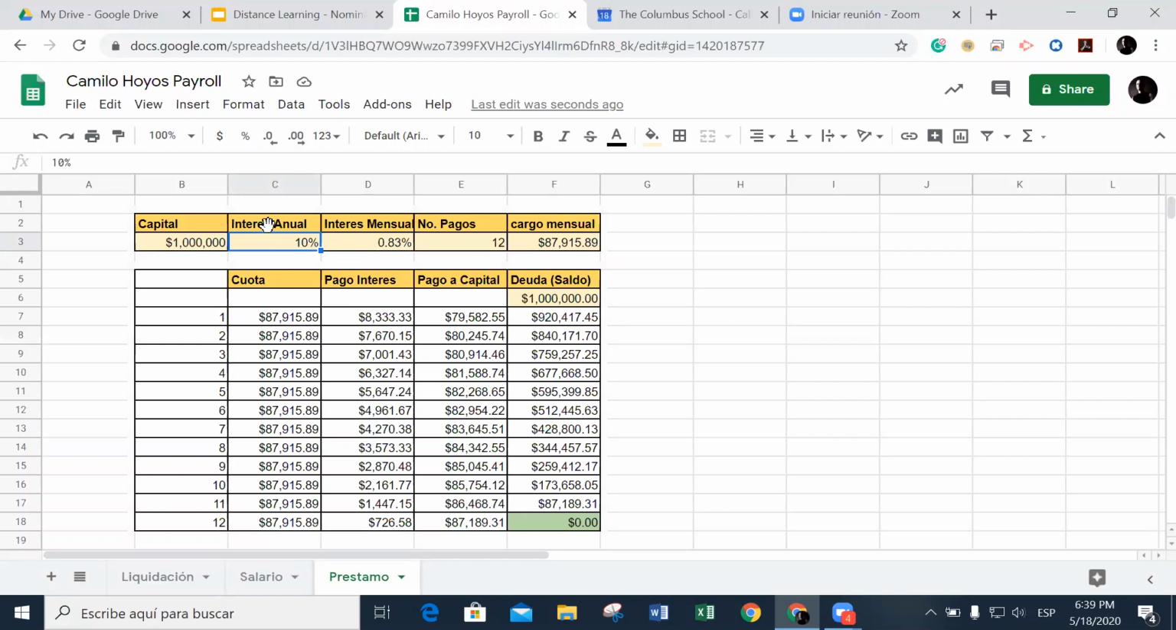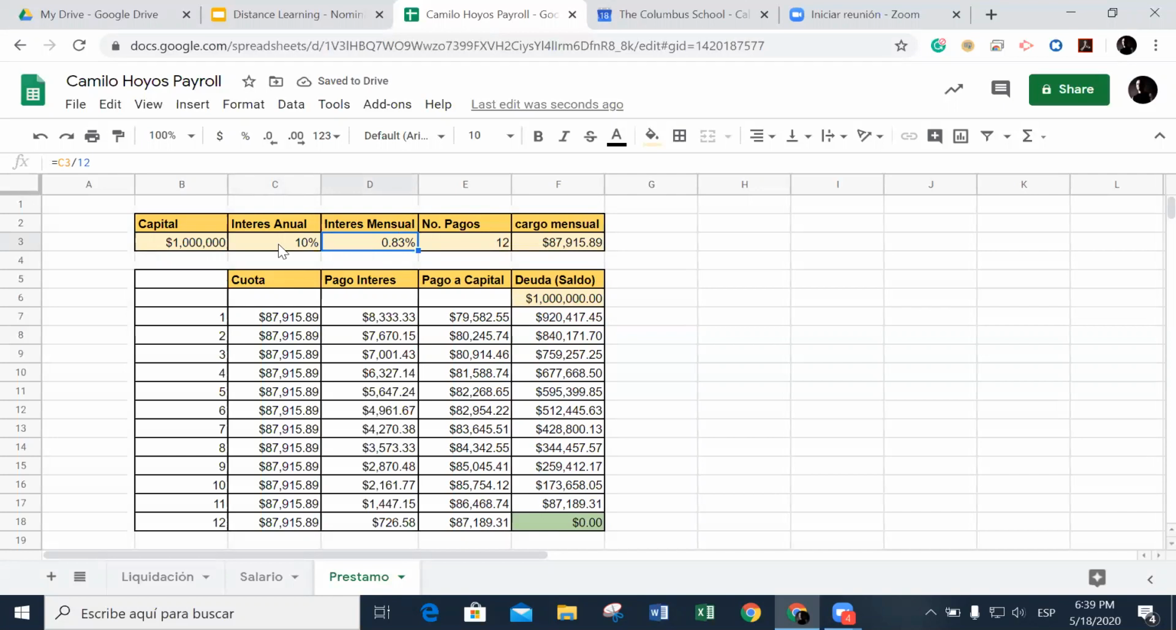So the annual interest rate by law is 10% in this case. So you put in there 10%, literally 10 and then percent. Then interest per month. Now the interest per month is literally, you take the annual one. How many months are in a year? 12. So the annual divided by 12. Here it is: C3 divided by 12. C3 is this one. So 10% divided by 12 in percentages equals this, 0.83%.